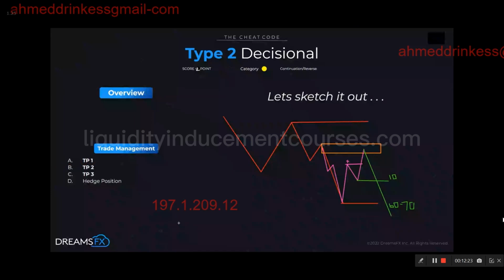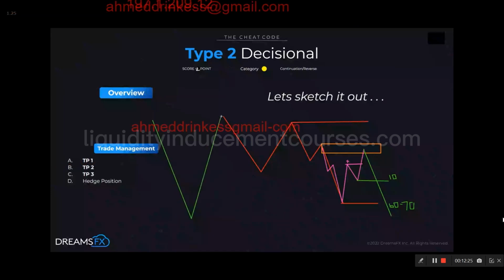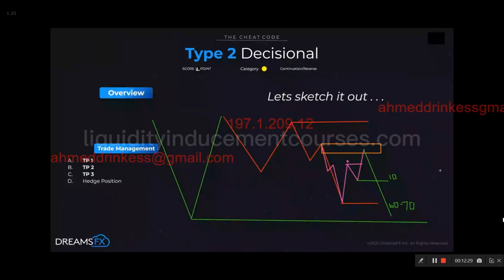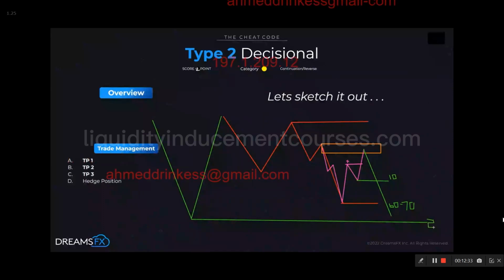And then of course your third take profit is going to be your major or your higher time frame. And at this point, go ahead and take off the remaining 20 to 30% here. And this is the smartest way to manage your trades, absolute smartest.